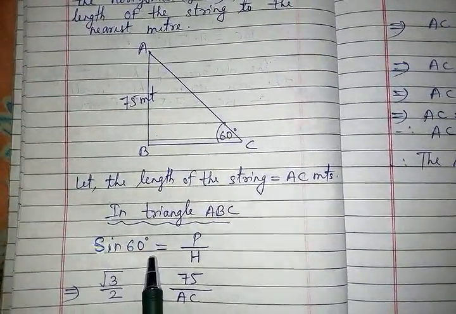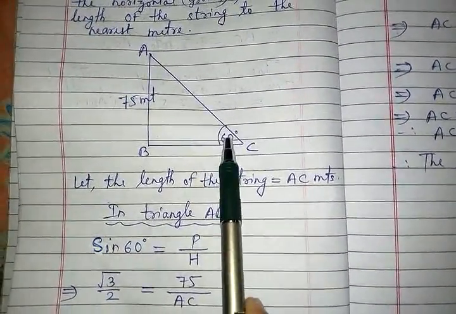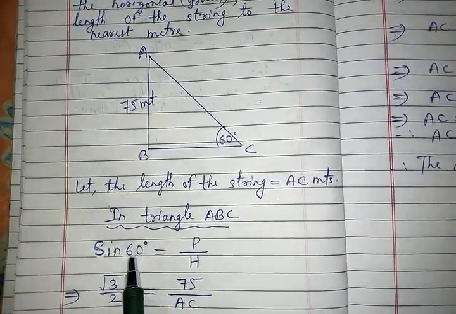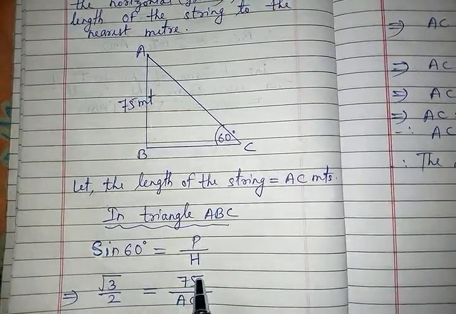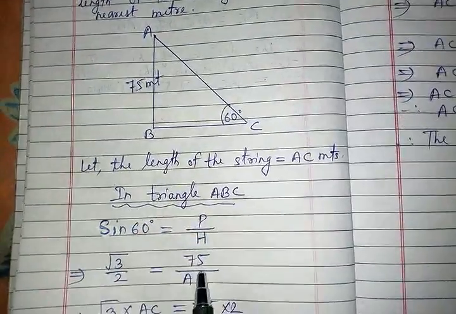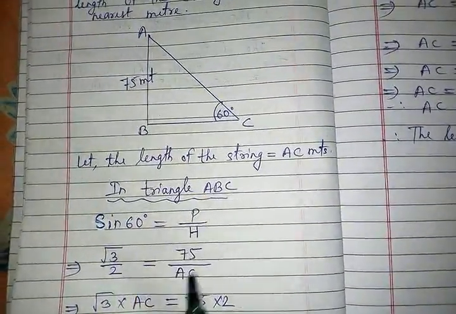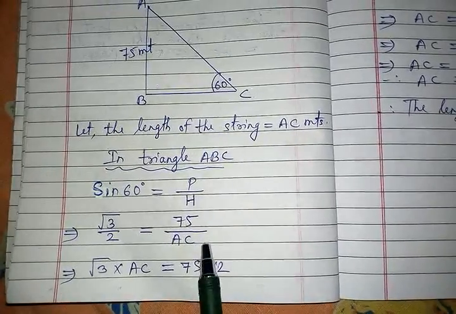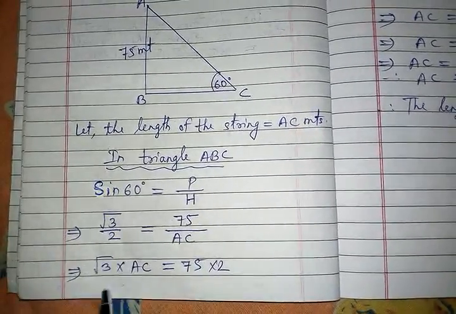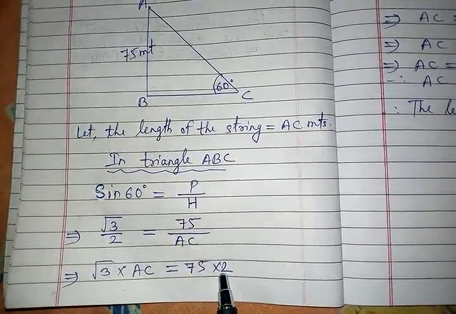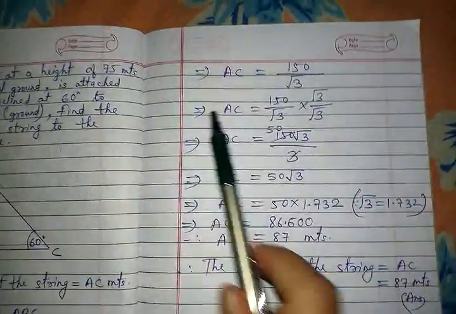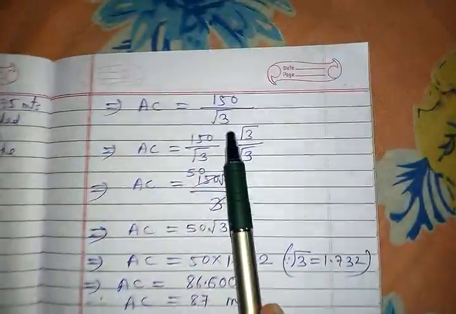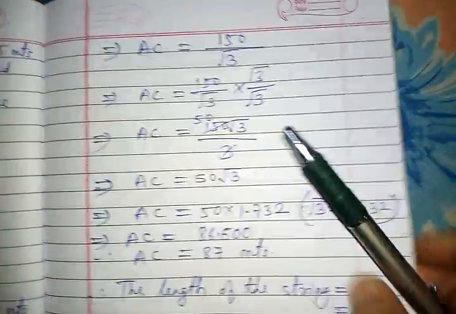That's why sine 60. Again the acute angle is 60. Had it been 30 I would write sine 30, but it is 60, so sine 60 is perpendicular by hypotenuse. Perpendicular here is 75 and hypotenuse is AC, and the value of sine 60 is root 3 by 2. So we have to find AC. AC into root 3 equal to 75 into 2.